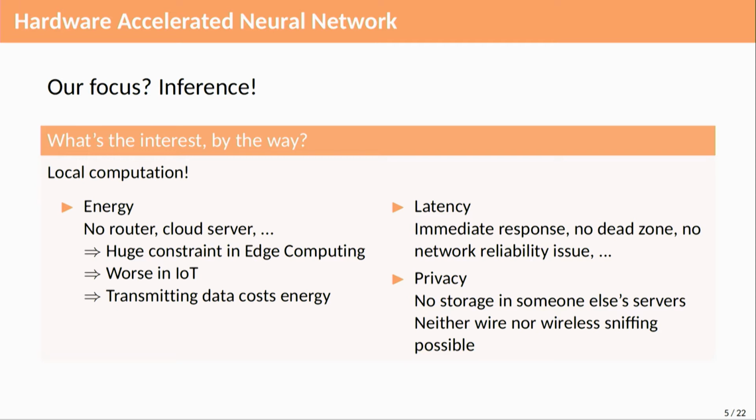Energy is very important here because you don't have to access a router or a cloud server somewhere. So in terms of energy consumption, you will have to do everything locally. You also have to be aware that transmitting data through a wireless or wired interface costs energy anyway, so it's always a trade-off between sending data or doing it locally. Here we are really focusing on doing it locally, but we also have the latency problem and privacy, because you don't want your vitals to be sent somewhere on the cloud.